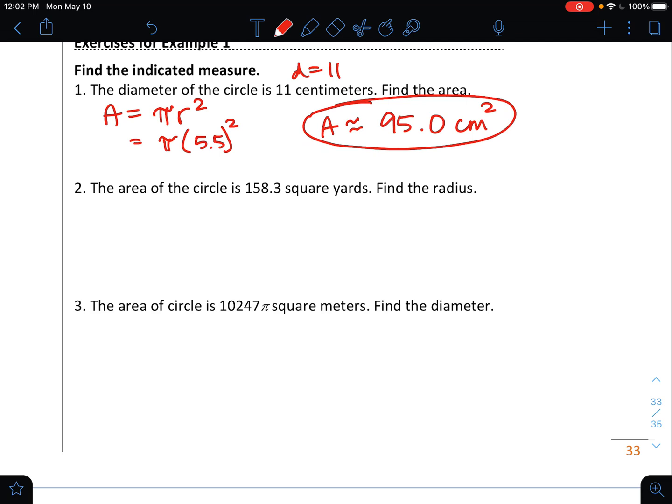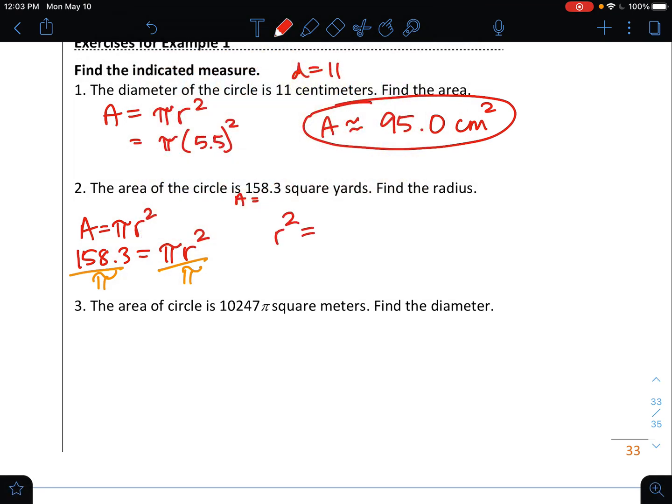Number 2, area of a circle is 158.3 square yards, so that's area. Find r, find the radius. All right, so formula, A equals pi r squared. So plug in your area, 158.3 equals pi times r squared. Now approach this just like an equation. I'm solving for r. So I have to divide by pi first.